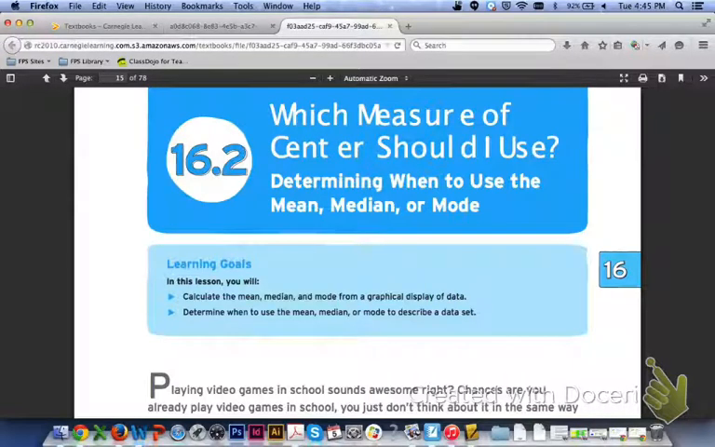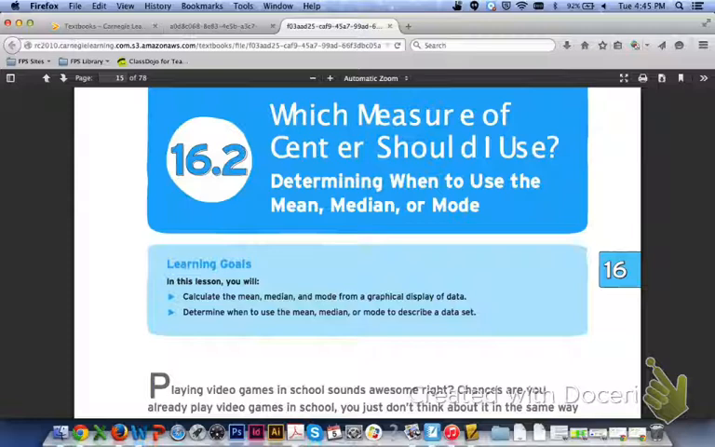Alright, class, our next lesson is lesson 16.2. Which measure of center should you use? Determining when to use the mean, median, or the mode. So now, after practicing with those different measures of center, we're going to take some time practicing deciding when to use mean, median, or mode.